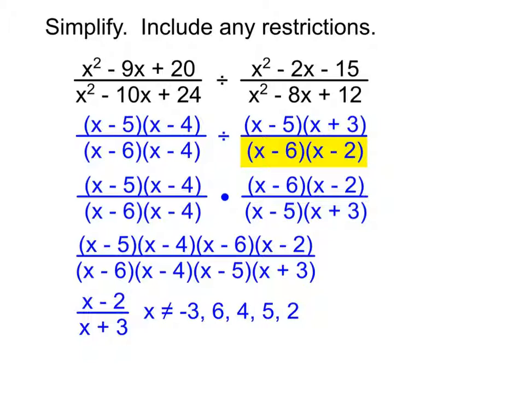Is because, in a way, you could say that the restrictions are the numbers that if I tried to plug them in, it would break it. Because it kind of breaks everything if we try to divide by 0. We cannot do it.